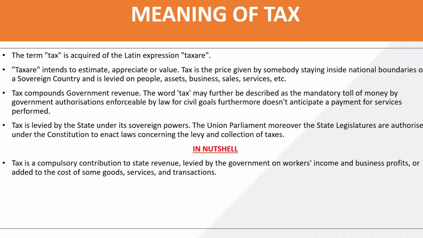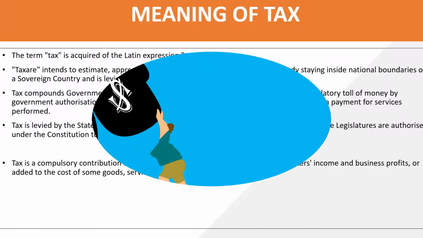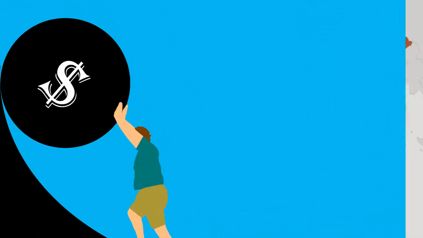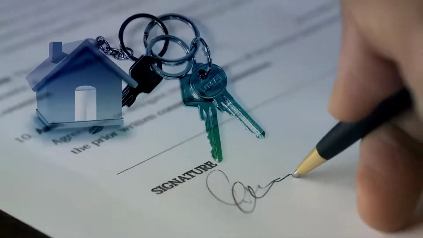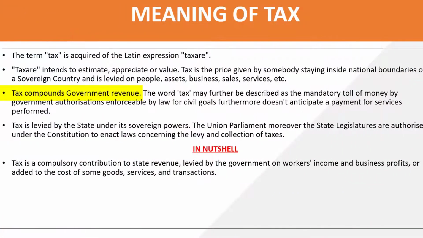As far as the term tax is concerned, it is acquired from the Latin expression taxare, which intends to estimate, appreciate or value. Tax is the price paid by somebody staying inside the national boundaries of a sovereign country and is levied on people, assets, business, sales, service, etc. Tax adds to government revenue, that is, tax increases government funds. It is the source of income for the government.